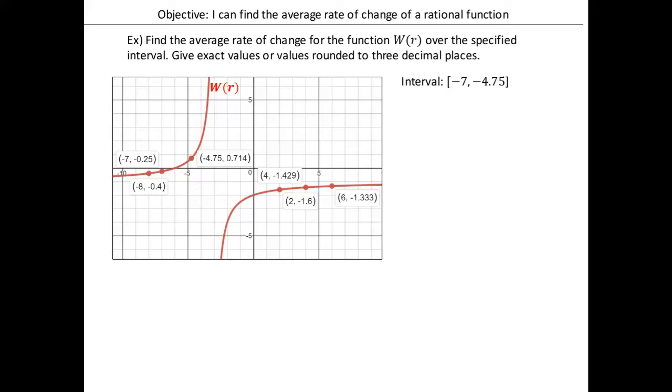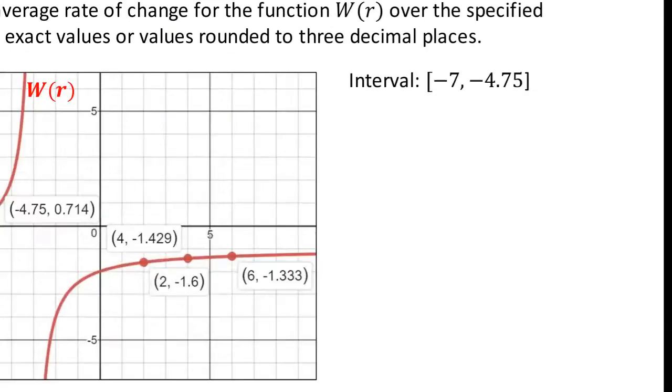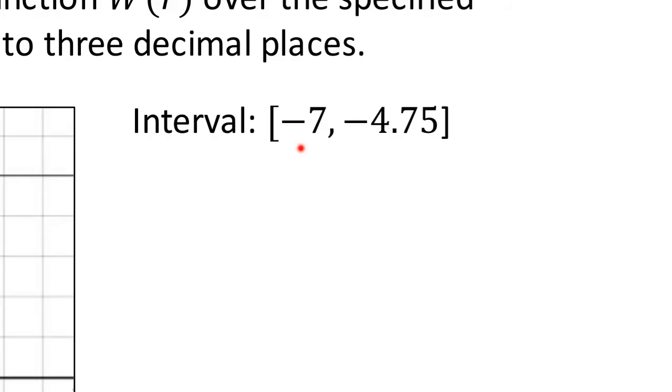So on the back page of your notes, we're looking now at graphs, and you guys need to copy the interval that's up here. On the graphs part of the notes, you're putting the interval right here next to the graph. The interval is -7, -4.75.